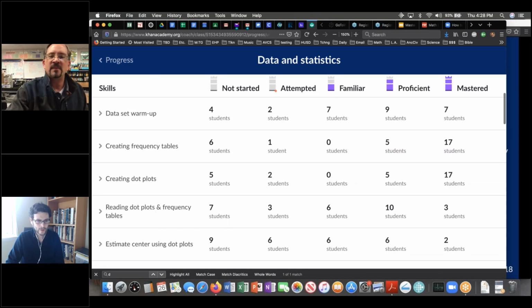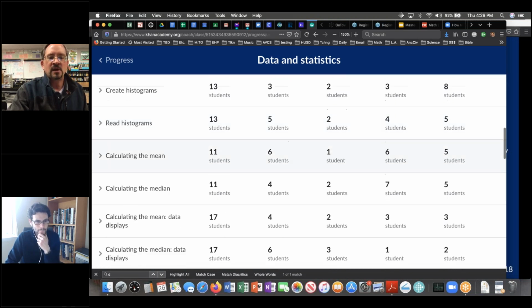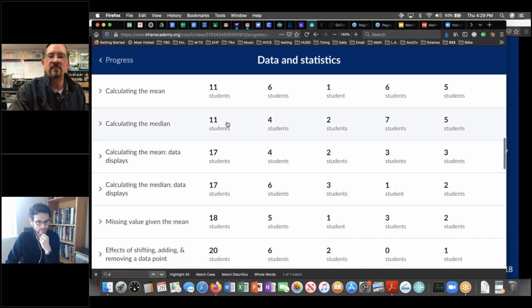So let's say, and here's their growth on each skill. What I do is I'll go to the skill. Let's say I want to teach how to calculate the mean. Here, 17 kids still haven't gotten to proficient or familiar with that. So I will teach this skill and probably the next skill, the median, and probably this and this. I'll probably teach 3 or 4 skills together over a good hour.